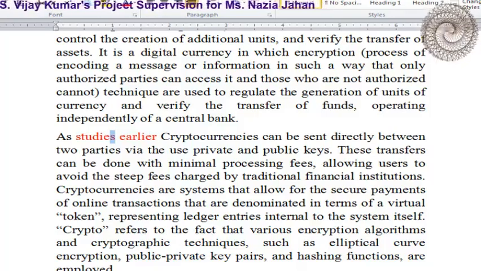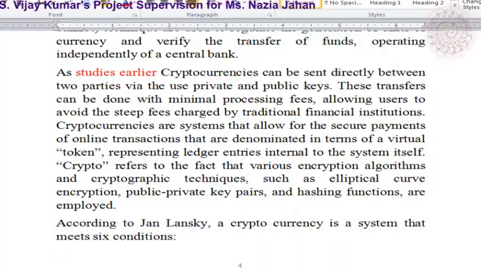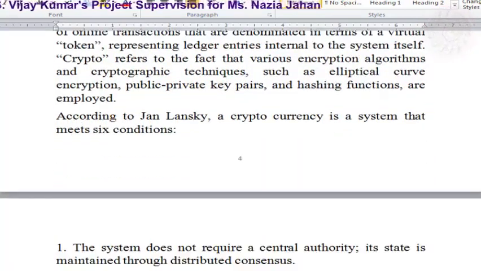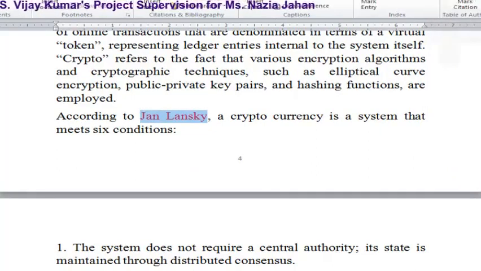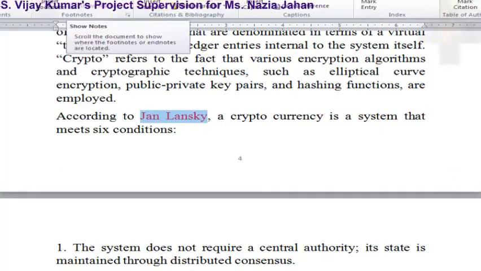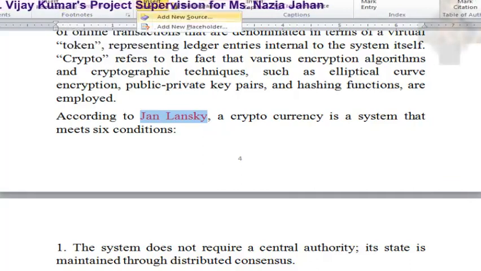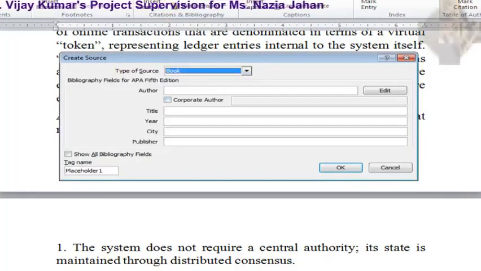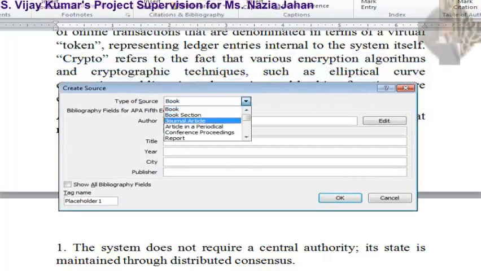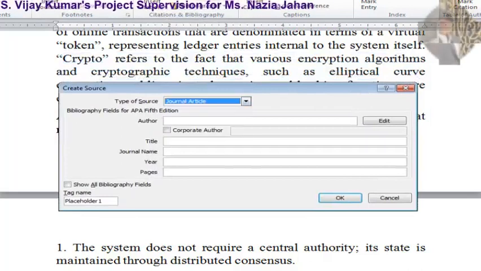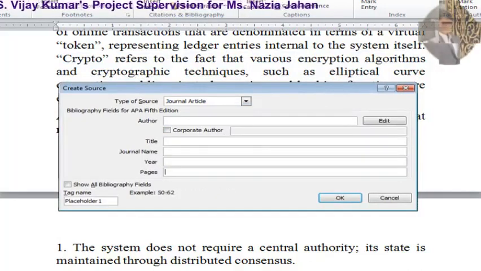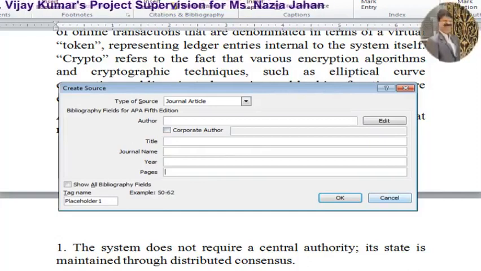processing fees, allowing users to avoid the steep fees charged. Cryptocurrency systems that allow for same payments, token cryptocurrencies. According to Jan Lansky, you have written, is a good idea. So this Jan Lansky should be referenced. Somewhere you should have a reference also. A reference shall be there, from where you have got it, journal article or book. Journal article means author, title, name, journal. This you can put. Reference. Okay. Source must be there. Fine? This should be there in the bibliography.